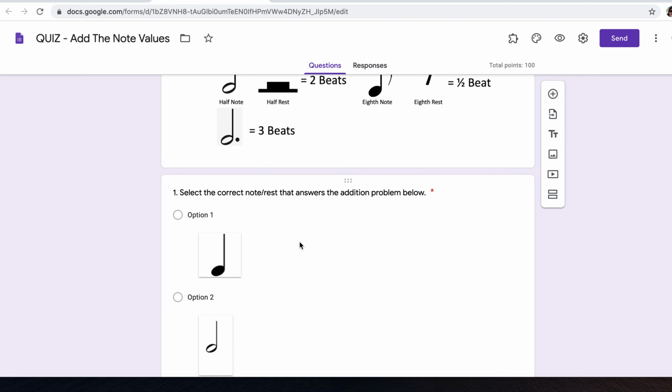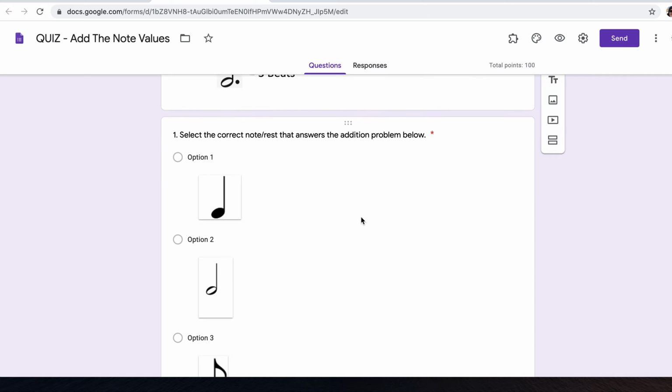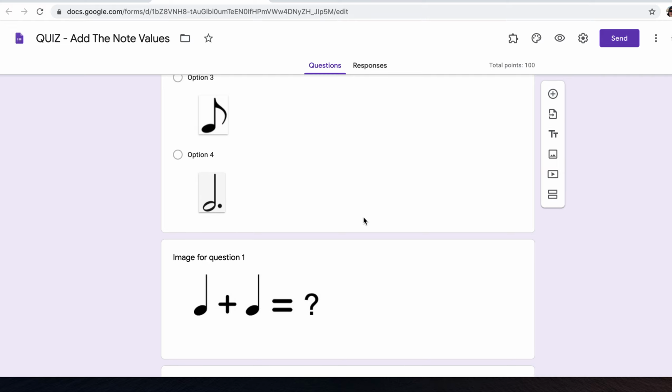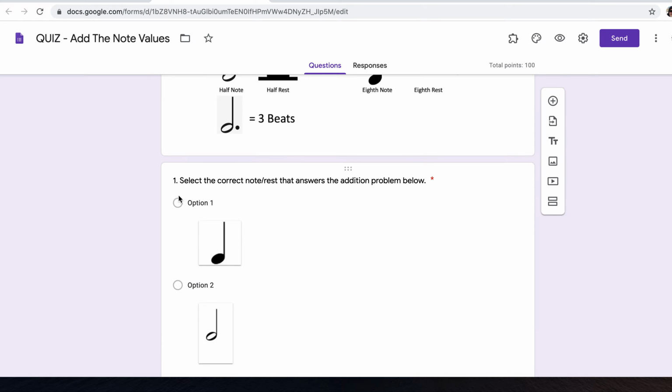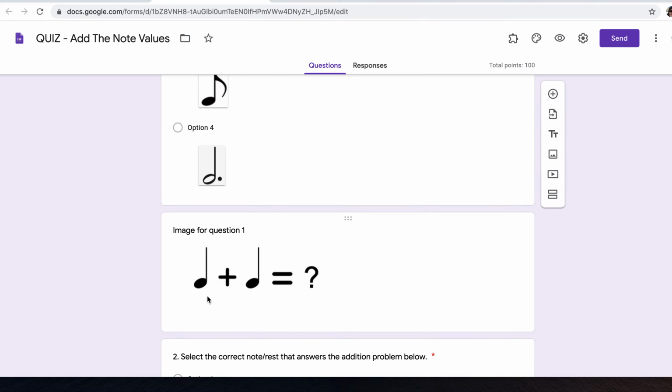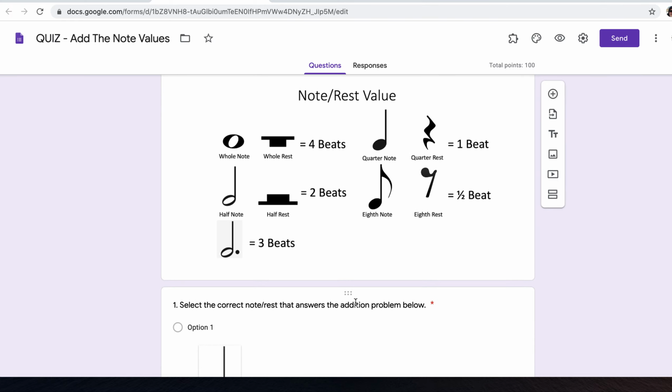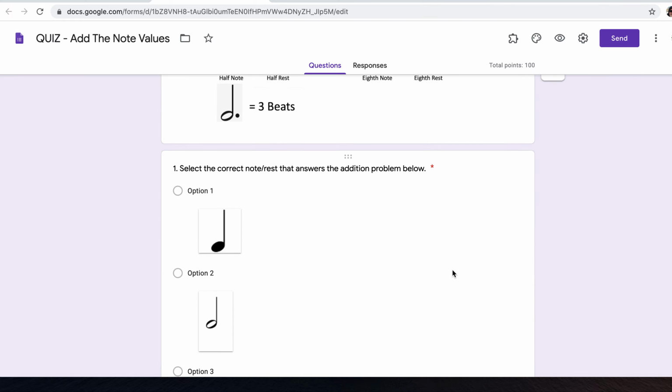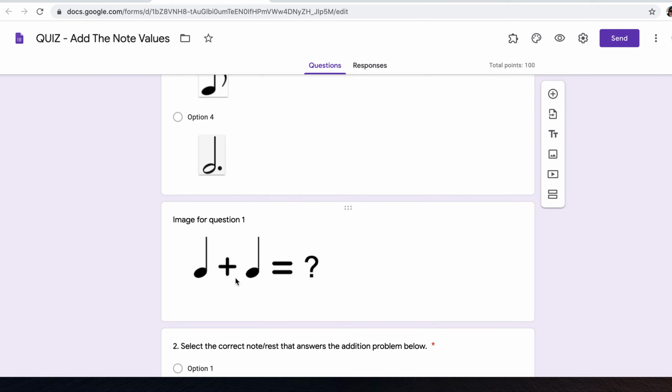Number 1, it says select the correct note or rest that answer the addition problem below. Well, the addition problem is always going to be below the answers. So right here, this says image for question 1. So you use this image to answer question 1. A quarter note plus a quarter note equals what? Well, if we go back up here to our chart, a quarter note gets 1 beat. So, 1 beat plus 1 beat equals 2 beats.